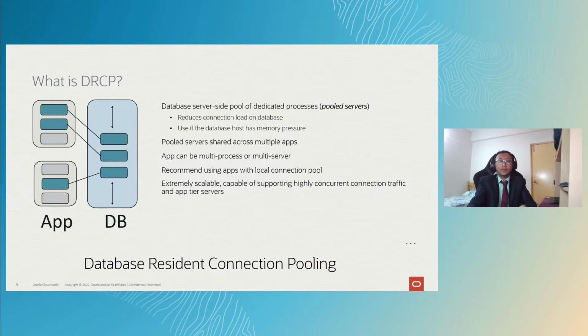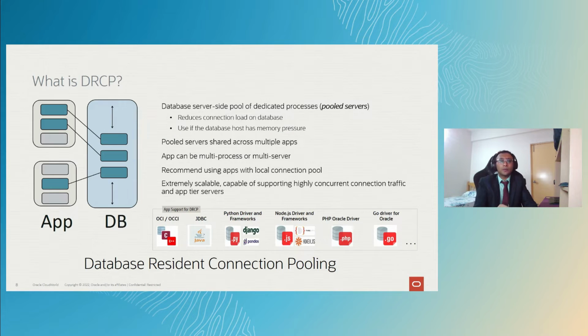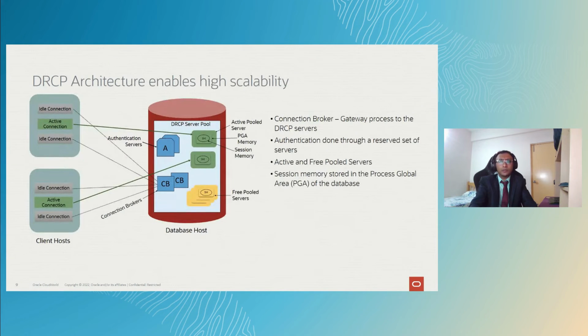and it is extremely important to note that DRCP is highly scalable. It is capable of supporting tens of thousands of database connections even on a commodity box. So it is definitely useful for highly concurrent connection traffic and app tier users. DRCP is supported on the app side by different Oracle database drivers such as OCI and OCCI, which are Oracle C-based libraries for accessing Oracle Database. You have JDBC, Python drivers, and Node drivers. All these drivers support DRCP, or Database Resident Connection Pooling.